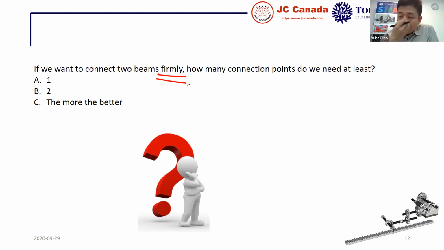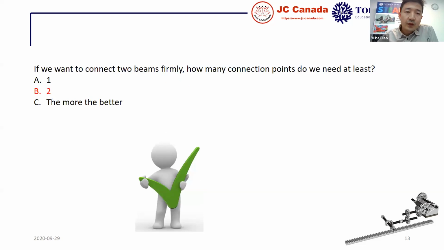So if you want to connect two beams, we need two connection points at least. And if, for example, the longest beam is 15, we don't need 15 pins to connect these two beams. So the more the better? No, we waste too many pins. So we just need two. We need two connection points.